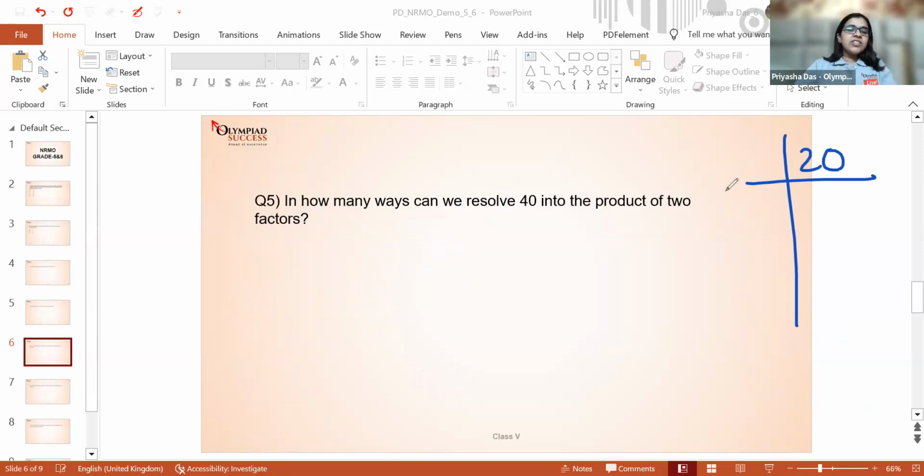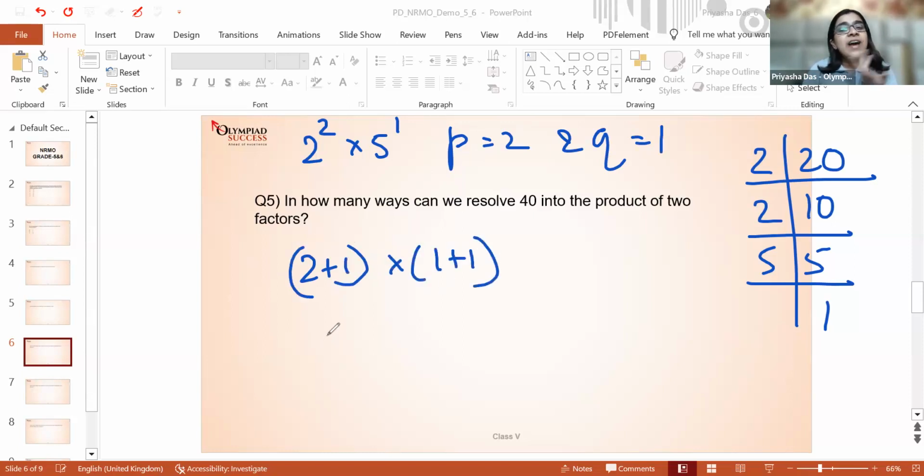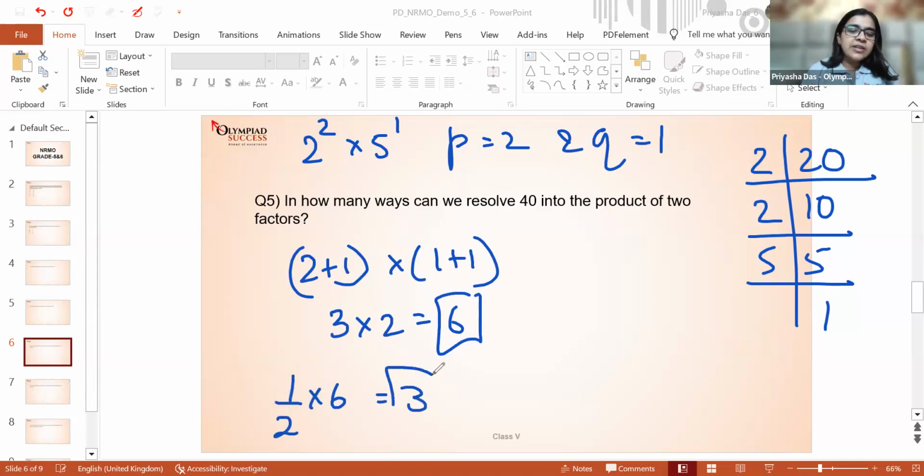Everyone, prime factorization of 20. 10, 2, 5, 1. 2 to the power 2 into 5 to the power 1. P is equal to 2 and Q is equal to 1. 2 plus 1 into 1 plus 1. How many factors of 20? 6 factors of 20. In how many ways can we represent 20 in the form of two factor pairs? Half of 6, 3. What are those? 1 into 20, 2 into 10, 4 into 5.